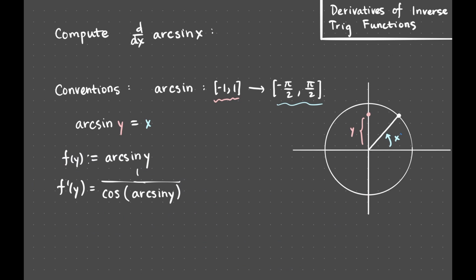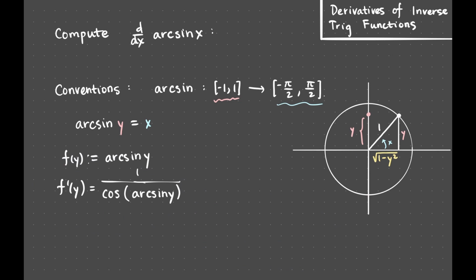Thinking in terms of the relevant triangles, let's write x for the angle given by arcsine of y. As we said earlier, this is the angle that achieves the vertical component of y, so upon dropping a leg of a right triangle, we find that this dropped leg has length y. The hypotenuse of this triangle is just 1, since the triangle sits inside the unit circle, and this allows us to write the other leg as the square root of 1 minus y squared.